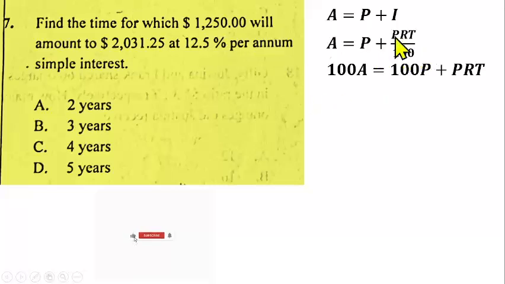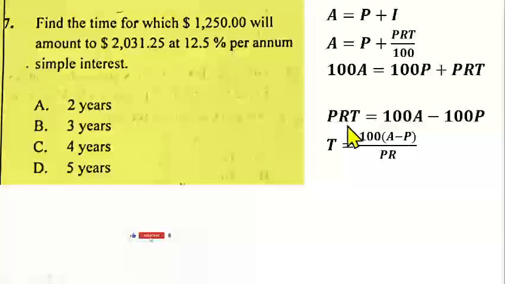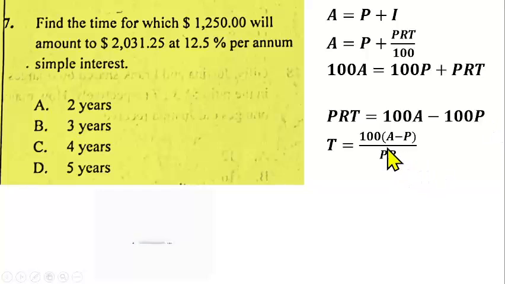You can multiply through by 100 to clear this fraction. So 100A equals 100P plus PRT. Then I can take this 100P to this side, so I have PRT equals 100A minus 100P. Our aim is to find T, so we divide both sides by PR. So T equals 100A minus 100P over PR.